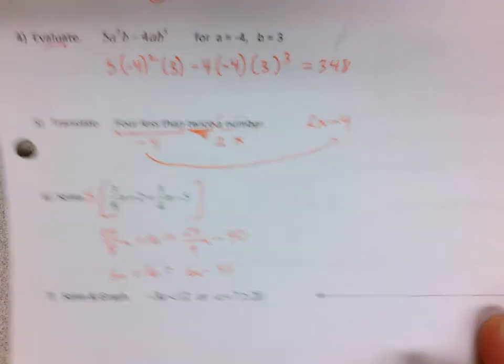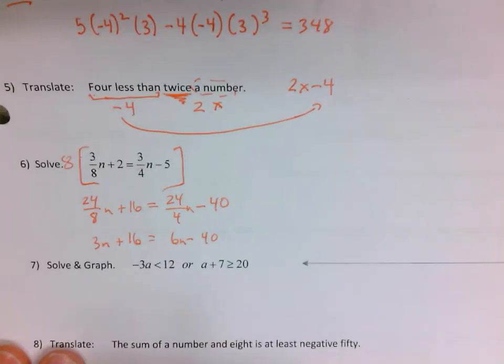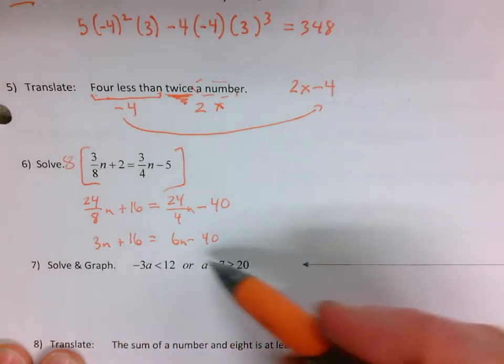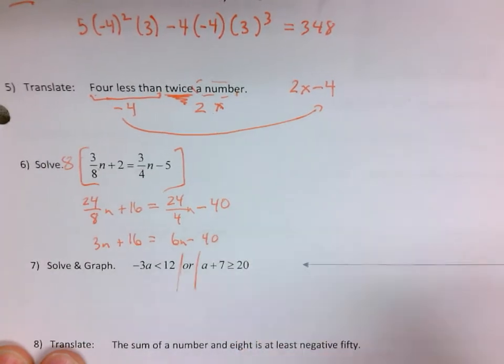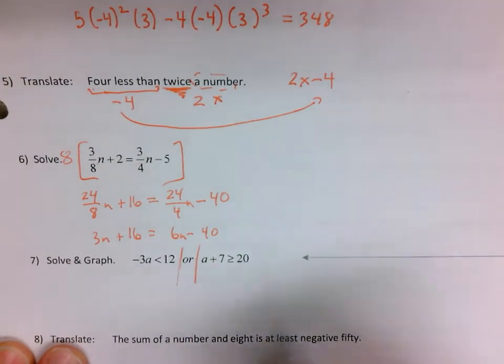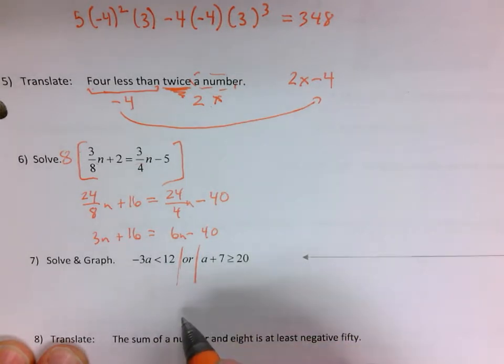I'm not going to solve from there. You've done 8,000 of those this year. Solve and graph. Okay, this is a system, a single linear system here. We have and or. Okay, if there's an or, you shade everything and leave it all there.